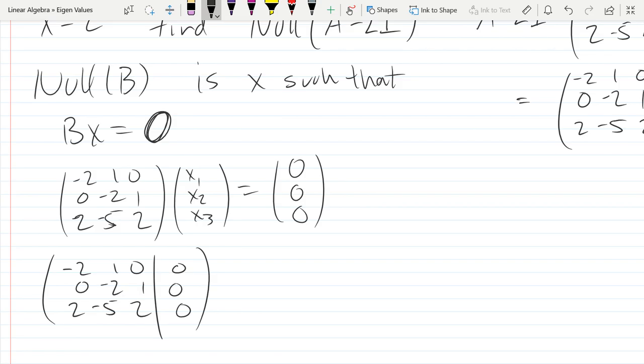So line this up in a matrix. You can skip the linear equation step if you like. This is the augmented matrix right here. You can skip the writing out linear equations if you want to.